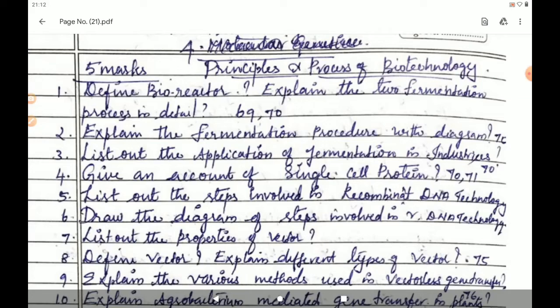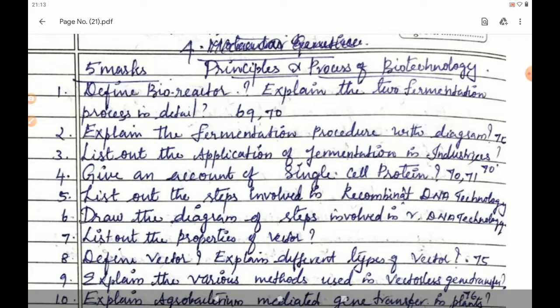The next question, fifth question, list out the steps involved in recombinant DNA technology. Students, for this, the answer is given under Recombinant DNA Technology, page number 71-72. Page number 71. First is Recombinant DNA Technology. For that you should write what is recombinant DNA technology. It is given under the topic 4.3.1 genetic engineering.